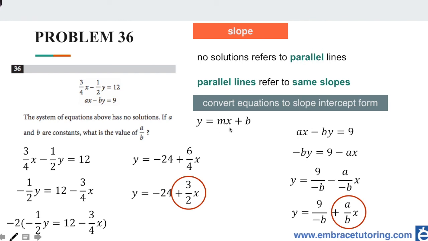And by converting them both to your slope-intercept form, you can understand that AB x is going to be equivalent to 3/2 x, which means the value of AB is going to be 3 over 2. So 3 over 2 will be my answer for number 36.